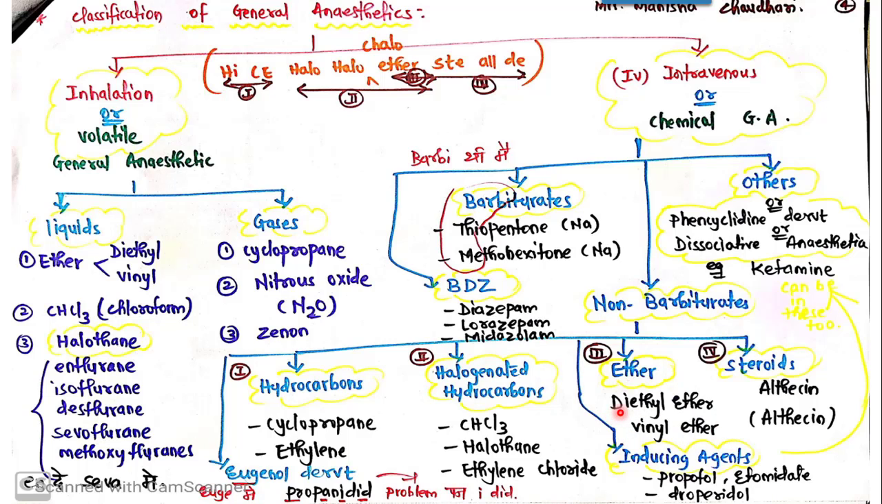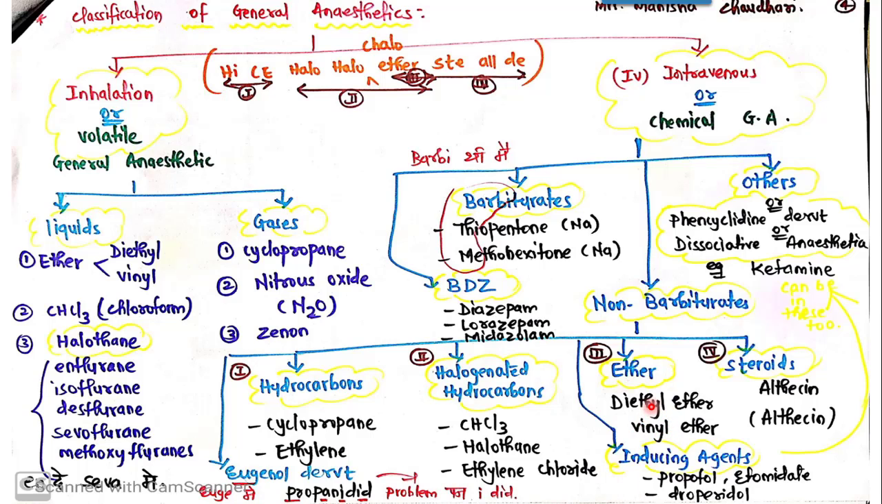Again, the formula of diethyl ether is very simple and it is asked in the exam. So cyclopropane, then halothane and diethyl ether, these three structures are asked in the exam. Now ether, diethyl ether, is also very simple. ROR is the general formula for ethers.